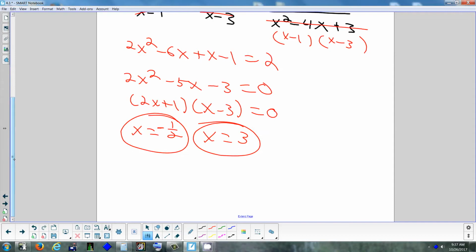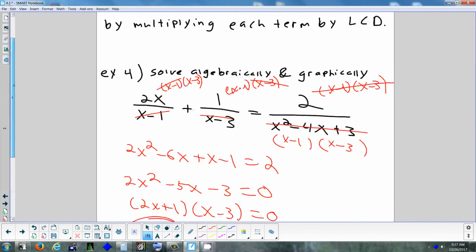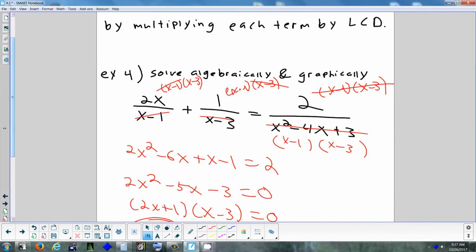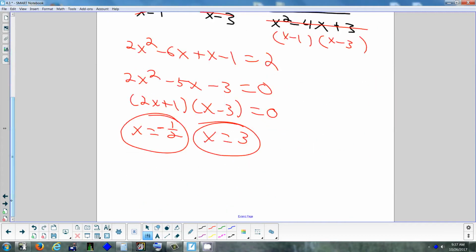But make sure you check them. There's 3 possibilities here. They both work. One works, one doesn't. Or they both don't work. Okay? So let's start by checking 3. Could I plug 3 into the original problem? Sam? No, why not? You divide by 0. Yeah, I would have a divide by 0. So 3 is extraneous. It's not that we did anything wrong, it just doesn't work.